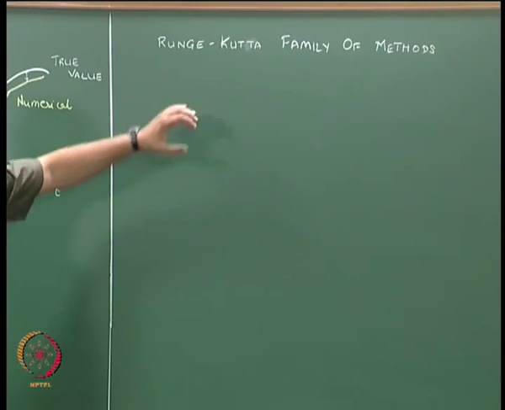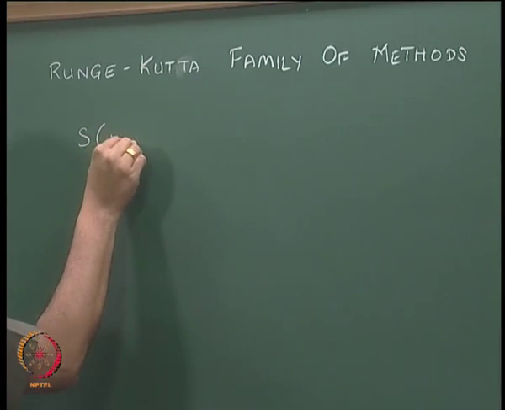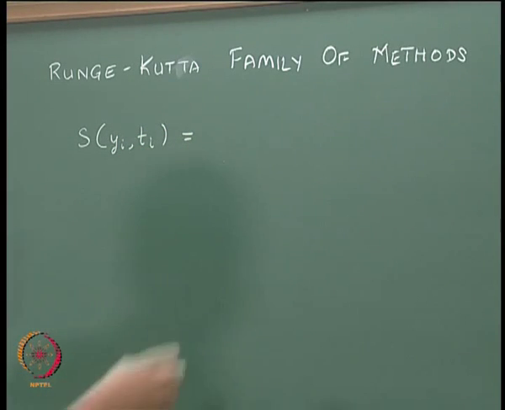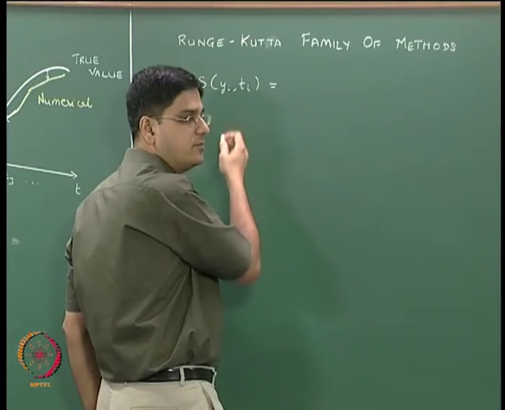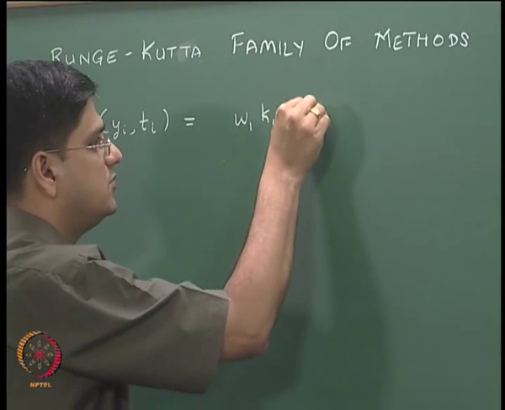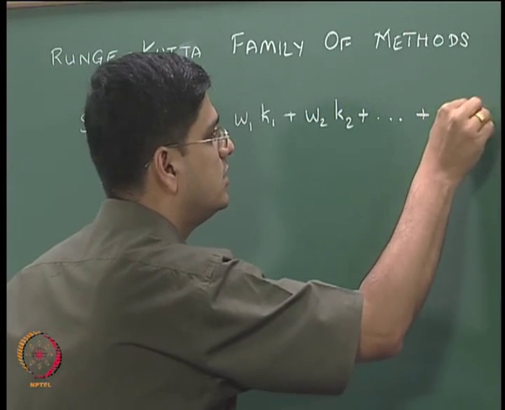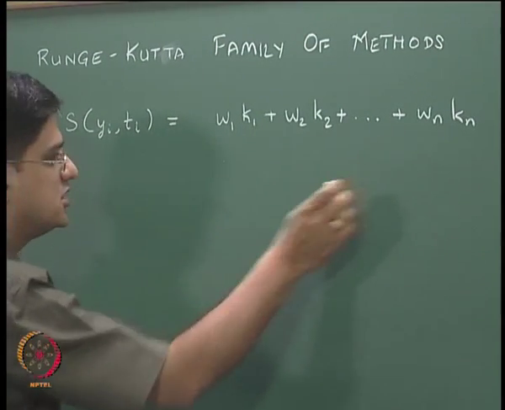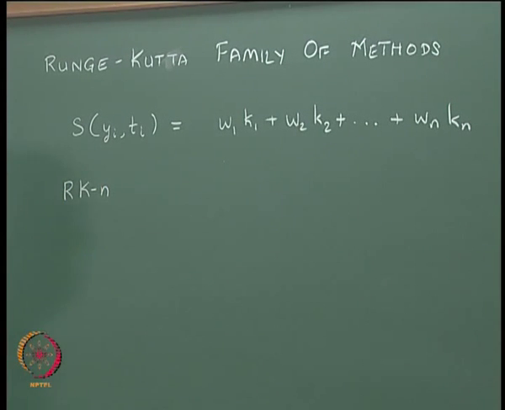In the Runge-Kutta family of methods, we express our S of yi comma ti as a weighted sum of slopes computed at various points in the interval going from ti to ti plus 1. We will write that as w1 k1 plus w2 k2 and so on up to wn kn. This is a general expression for an nth order RK method.